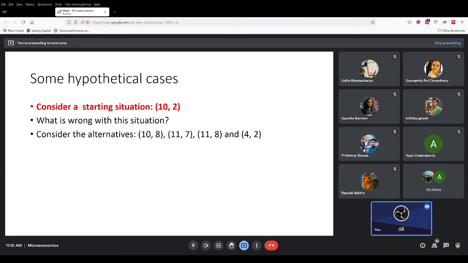Look at 10, 2 and 10, 8. Which is better? 10, 8. Okay. So always the starting point is 10, 2. If the alternative is 11, 7, the difference is more. What about 11, 8? 11, 8. And 4, 2 compared to 10, 2? 10, 2 is better.